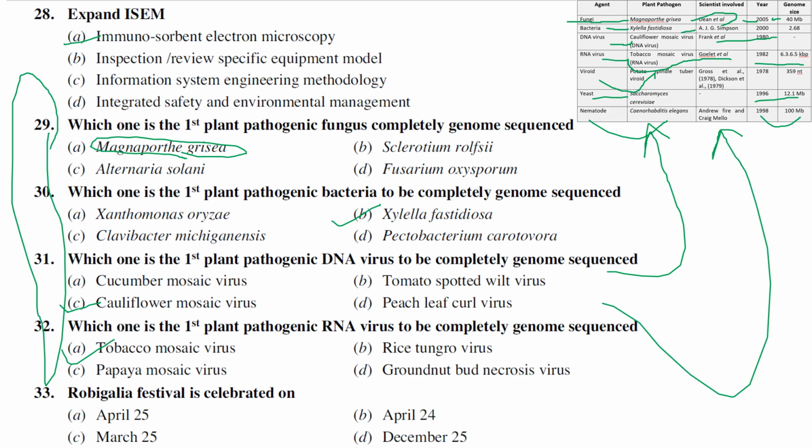The next one is Robigalia festival is celebrated on, generally the Robigalia festival is celebrated on April 25th of every year in the Roman calendar. So this Robigalia festival was actually initiated by Numa Pompilius, a king around 700 BC. It is especially meant for the rust god. The rust god's name is Robigus.